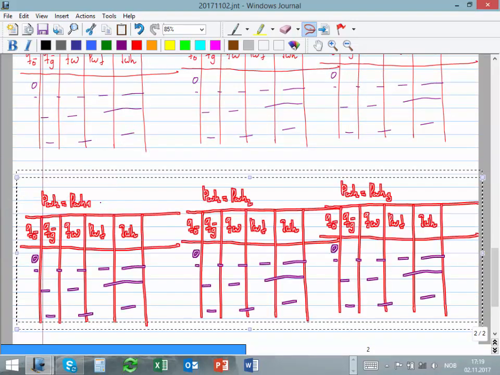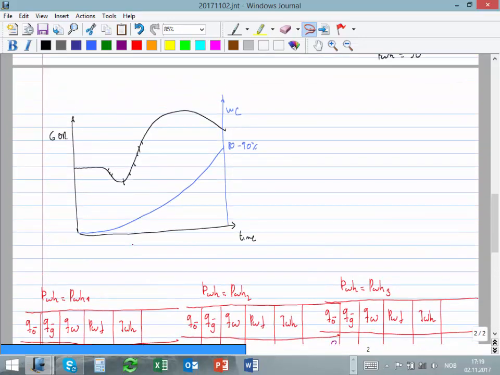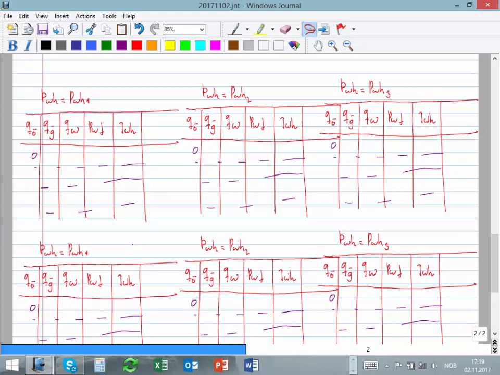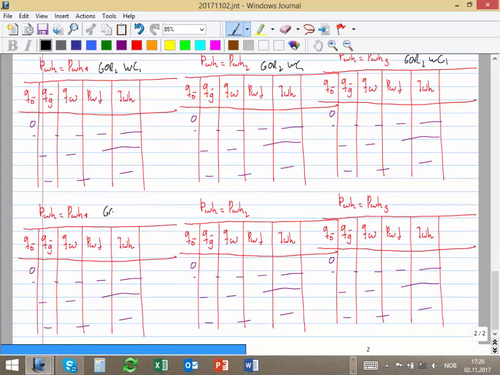But now, I'm making this just to show the same information, so that you get it. This is for GOR1, GOR1, and GOR1, and maybe watercut 1, watercut 1. But then you come here and you have GOR2 for the same watercut: watercut 1, GOR2, watercut 1, and GOR2, watercut 1. And then, for example, if you have three GORs, then you have GOR3, watercut 1, GOR3, watercut 1, and GOR3, watercut 1. And then you have to do the same for watercut 2 and 3.